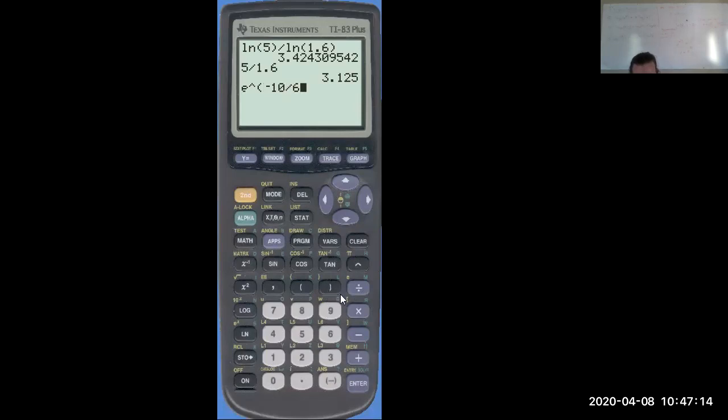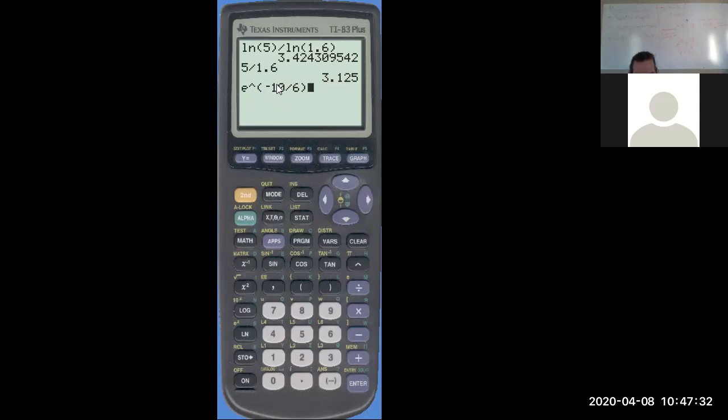And I'm being careful with my parentheses, right? If I just type that as e to the negative 10 without any parentheses and then divide by 6, it's going to give me something different. It's going to take e to the negative 10 and then divide that result by 6. Here what I want is e raised to the power of negative 10 over 6, which is its own thing. So as a decimal, this is 0.1888.